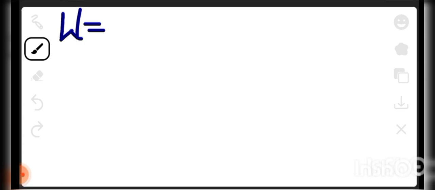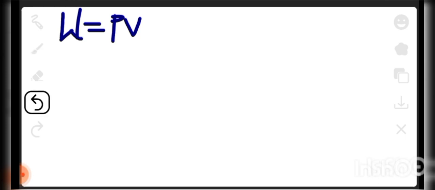W is equal to PV, where W is work, P is pressure, and V is volume. Check if this equation is correct.